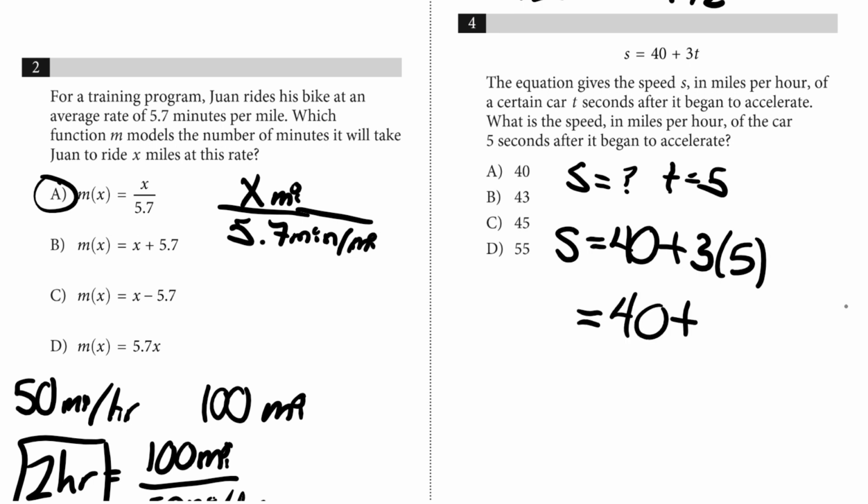3 times 5 is 15. And 40 plus 15 is 55. So the car will be going 55 miles per hour after 5 seconds.